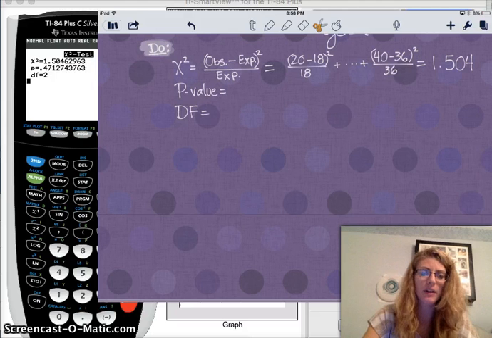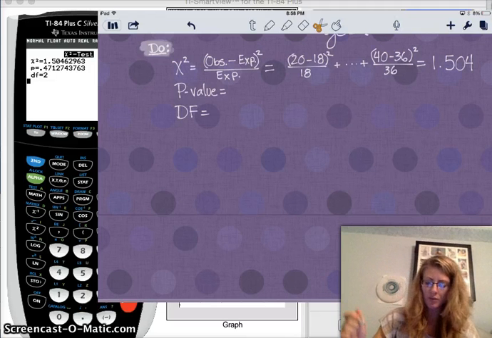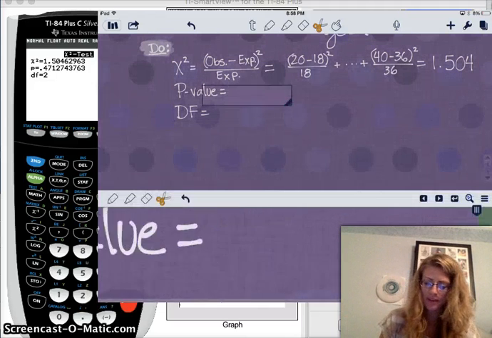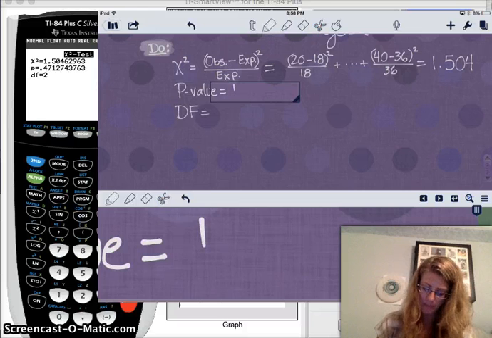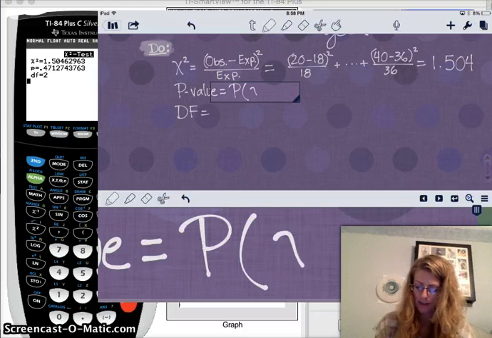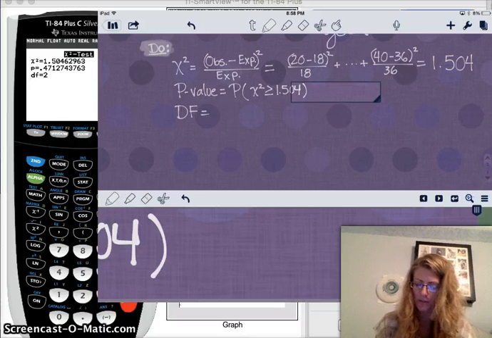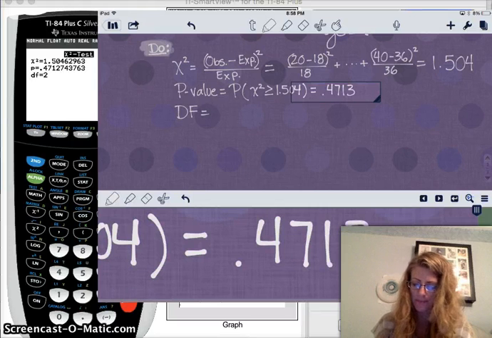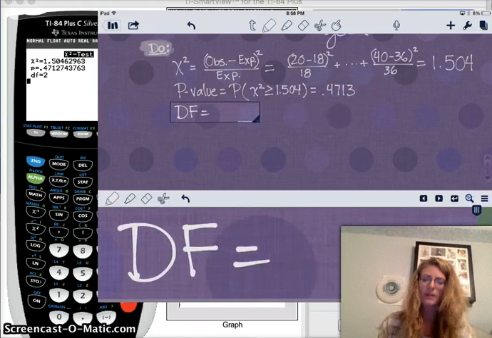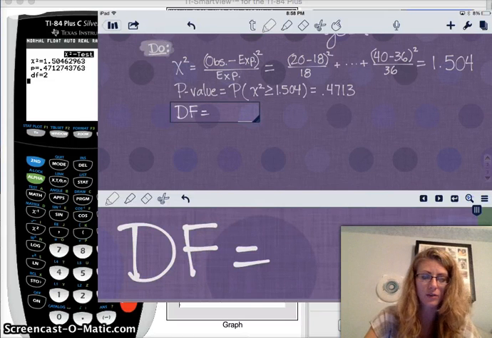The p-value, remember, is the probability of getting your test statistic or anything more extreme. So I'm actually going to write out what that means. I'm going to say that that's the probability of my chi-squared value being larger than or equal to 1.504. Okay, so that is my actual p-value, and that equals 0.4713. And then my degrees of freedom, remember, is the number of rows minus 1 times the number of columns minus 1. So I'm going to write that in to show my work.